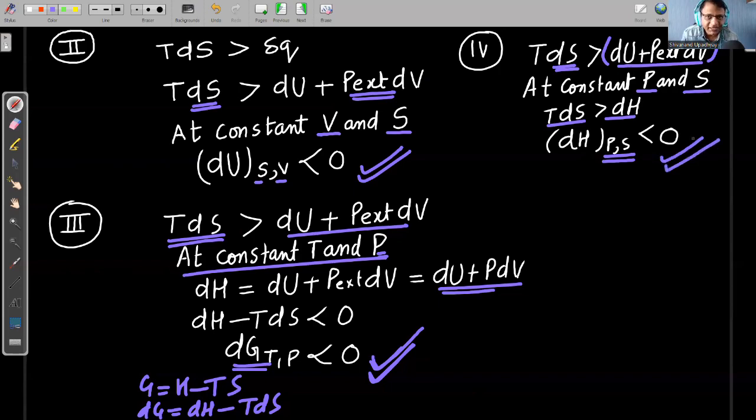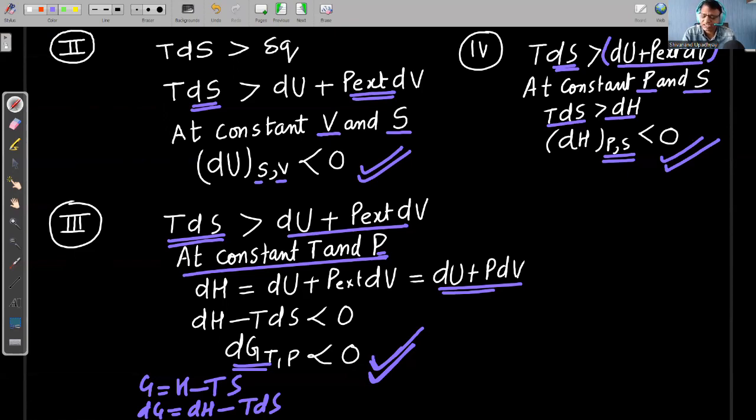So for spontaneity, there are a few points. According to the second law of thermodynamics, the entropy of the universe will increase in a spontaneous process. For the system, there are 3-4 things we have studied. One, we remember that the change in Gibbs free energy at constant temperature and pressure should be negative for a spontaneous process.